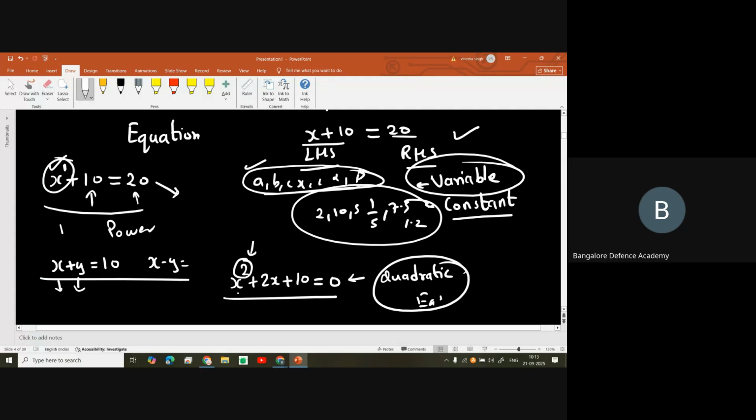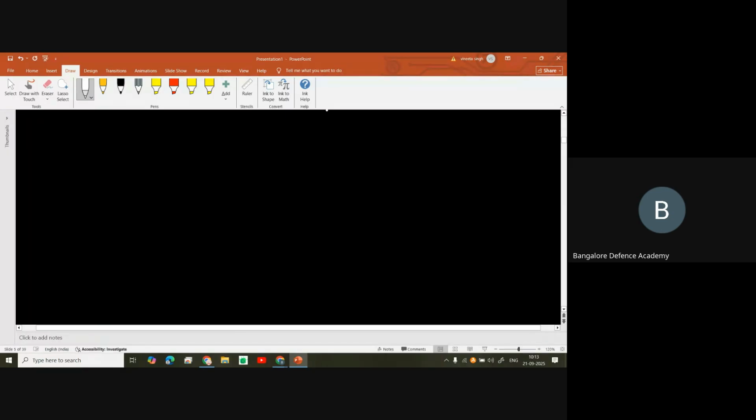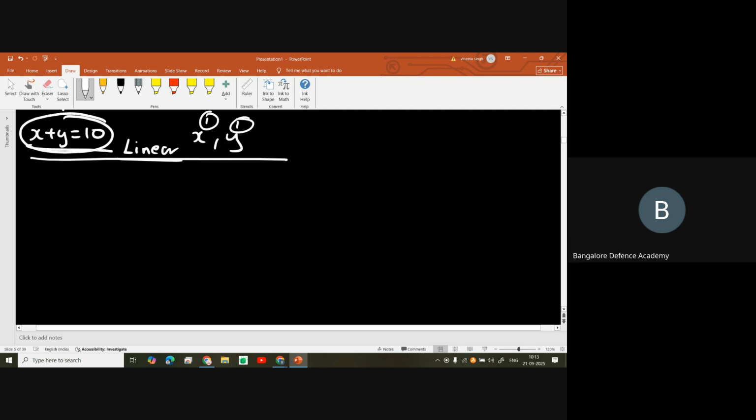In our chapter straight line, we are not going to use quadratic equation. We are going to use linear equation. Okay, linear equation. That means the power of x will be equal to 1. So x plus y is equal to 10. So this is a linear equation, because if you see the variables x and y, their power is equal to 1. So this is called a linear equation. Okay, now this equation can be called a linear equation with two variable.